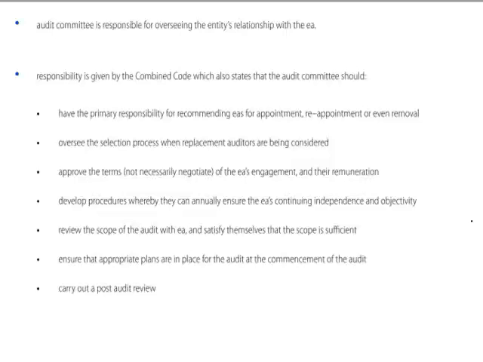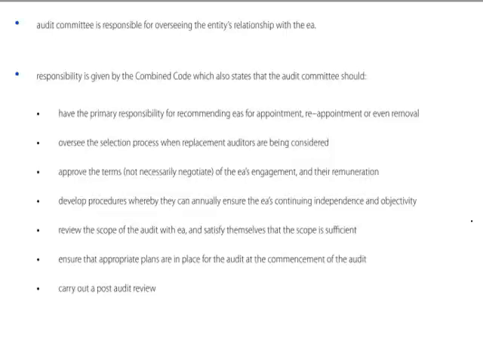They should oversee the selection process when replacement auditors are being considered. It would not be unusual these days, it certainly didn't happen when I was a trainee, but it would not be unusual these days to ask typically the Big Four to submit a competitive tender to determine which of the Big Four is the one that we now want to select to replace the existing auditors. That I can almost accept. The Audit Committee will oversee this process for selecting. Approve the terms of the external auditors' engagement and their remuneration.